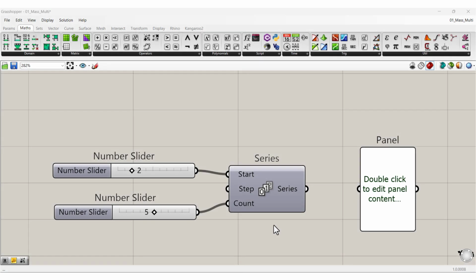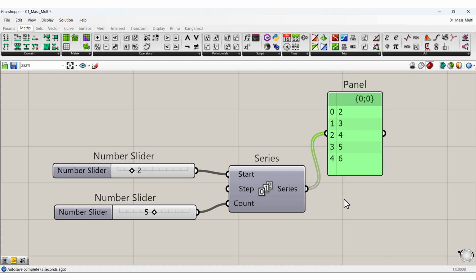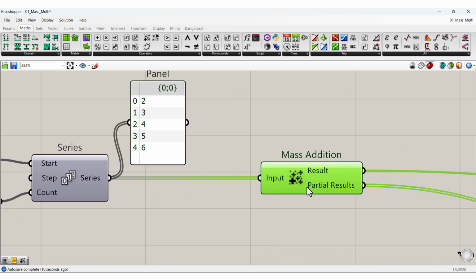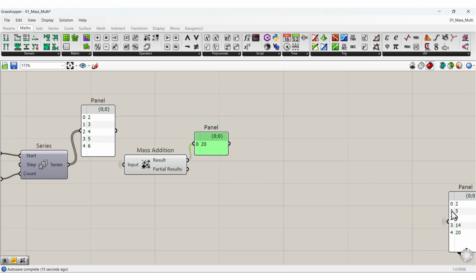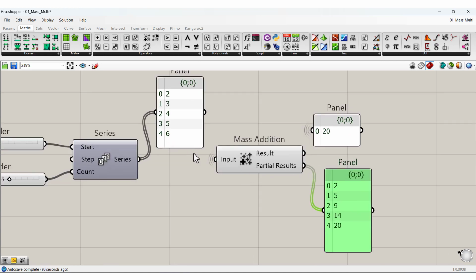We continue with the series and create a list of numbers similar to the last exercise. But this time, look at the one that we are going to learn about. This one is mass addition.